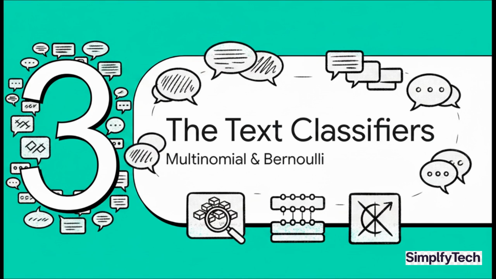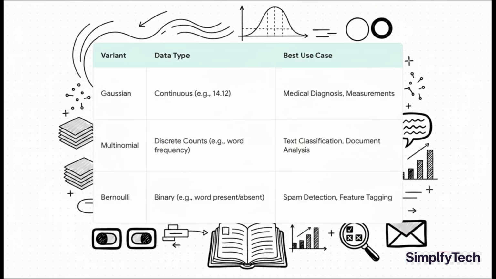Gaussian NB isn't going to work here, so we're bringing in its 2 cousins, Multinomial and Bernoulli Naive Bayes. Each one has a really unique way of looking at words. Think of this slide as your cheat sheet. It lays out exactly when you should use each model.